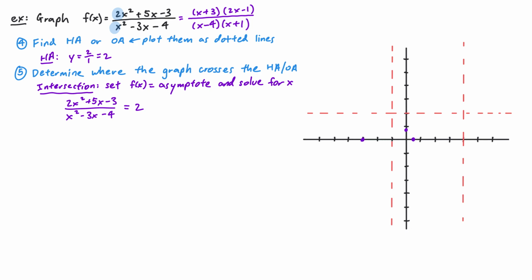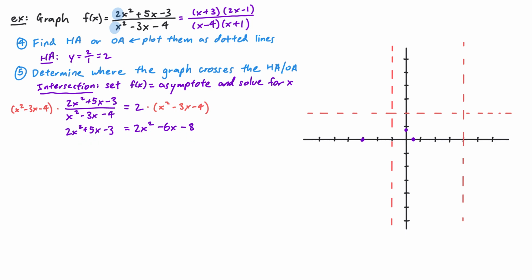To solve this equation, we want to first get rid of the fractions by multiplying both sides by the denominator. So I'm going to multiply the left-hand side by x squared minus 3x minus 4, and multiply the right-hand side by x squared minus 3x minus 4. When I do this, on the left-hand side, this factor will cancel out with the denominator, leaving us with just the numerator 2x squared plus 5x minus 3. And on the right-hand side, 2 times x squared minus 3x minus 4 gives us 2x squared minus 6x minus 8.